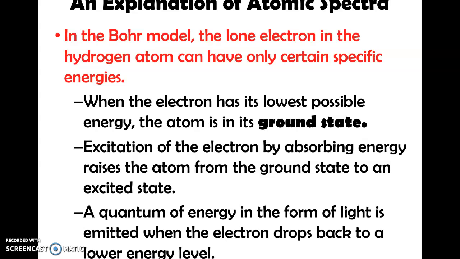Important to note those. And then a quantum of energy in the form of light is emitted when the electron drops back to a lower energy level. So again, we're seeing that as it drops back down, that atom is actually losing energy to emit light to go back down to a lower energy level. Sometimes it'll go all the way back down to its ground state. Other times it will stop at a particular lower state. So it may go from level 3 to level 2. It may not go all the way back down to level 1 and so on.